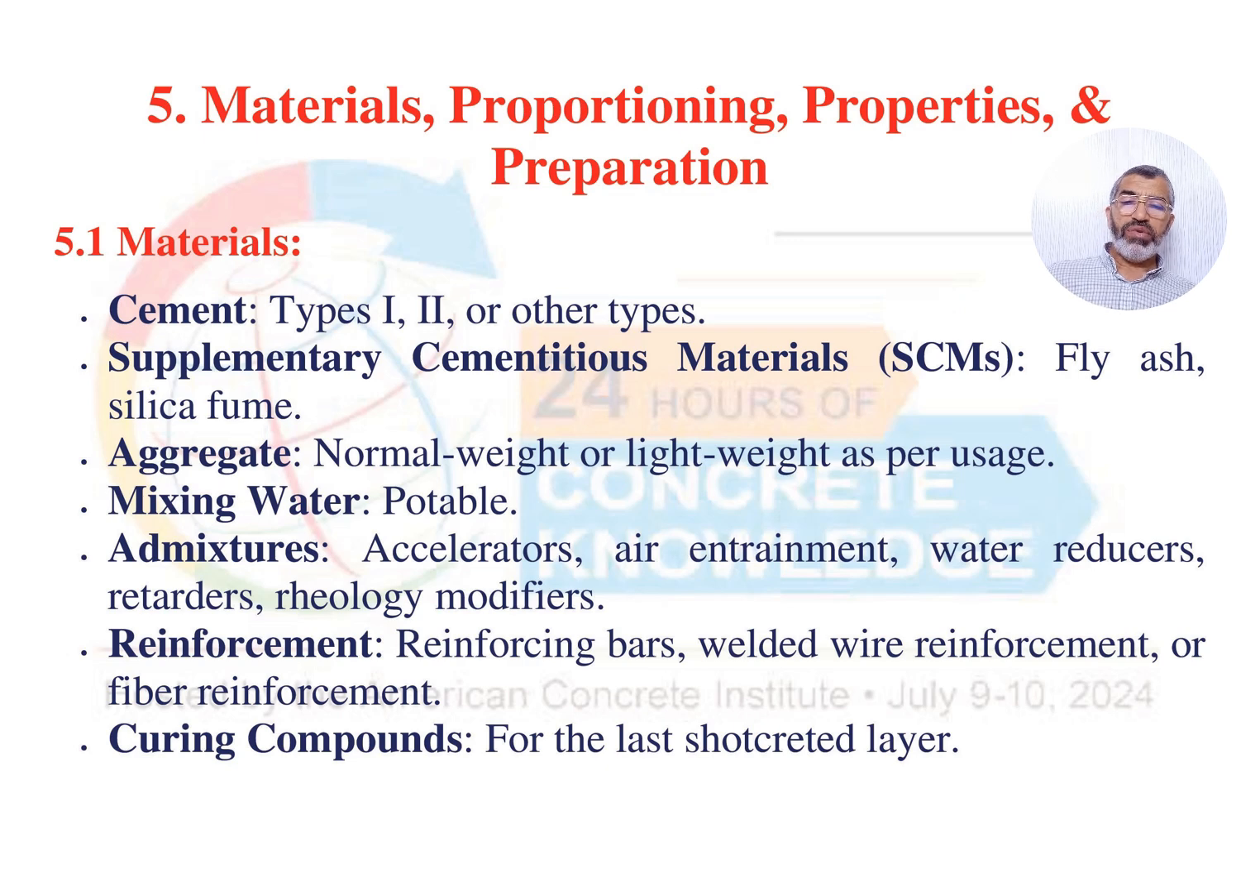Then admixtures, with the main five types: accelerators, air entrainment, water reducers, retarders, and rheology modifiers. And the other material is the reinforcement, which may be reinforcing bars, welded wire reinforcement, or fiber reinforcement.